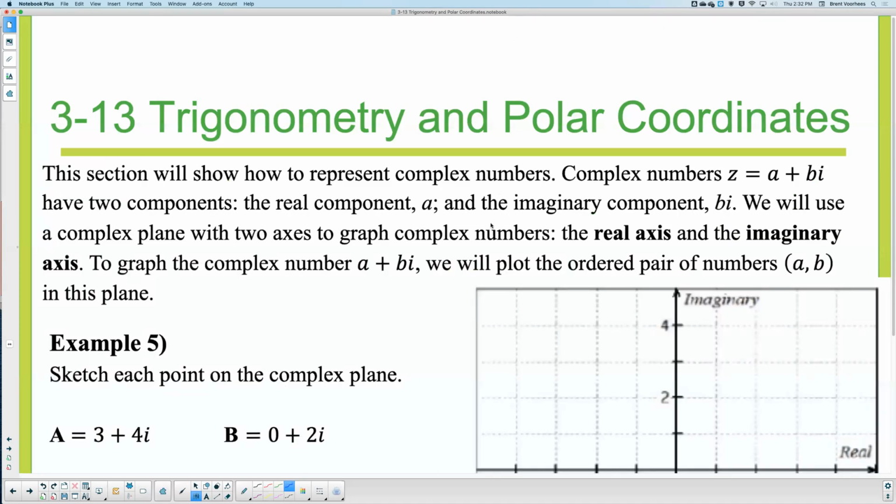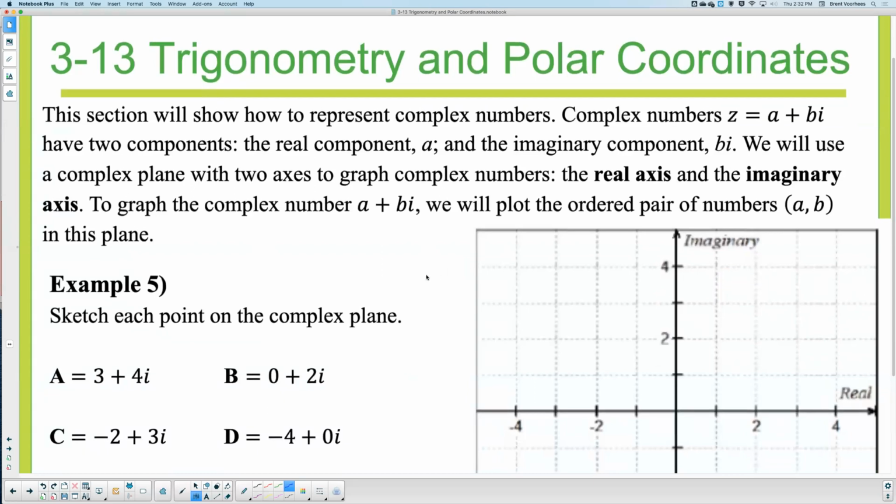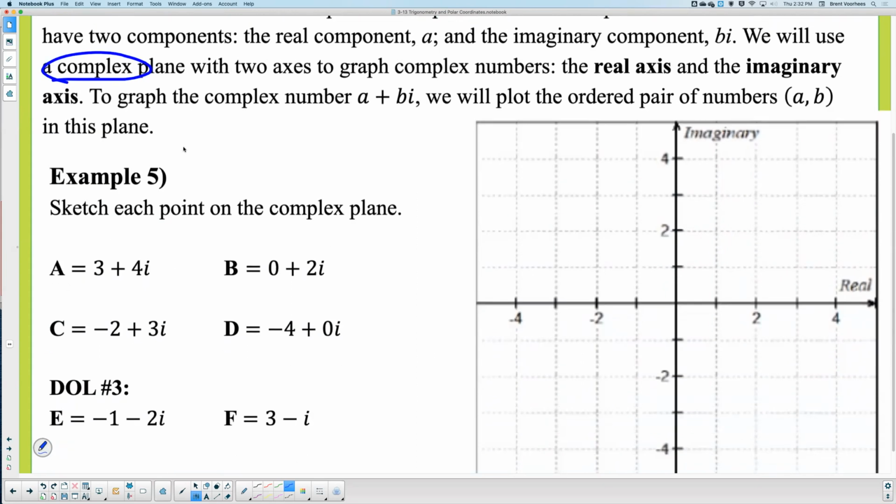Okay, now we're going to switch gears and talk about imaginary numbers, or complex numbers, I should say. What is a complex number? A complex number is a number that has a real and an imaginary part. So how we graph these, I'm going to show you. I have down here 6 total complex numbers. We'll call them A, B, C, D, E, and F.